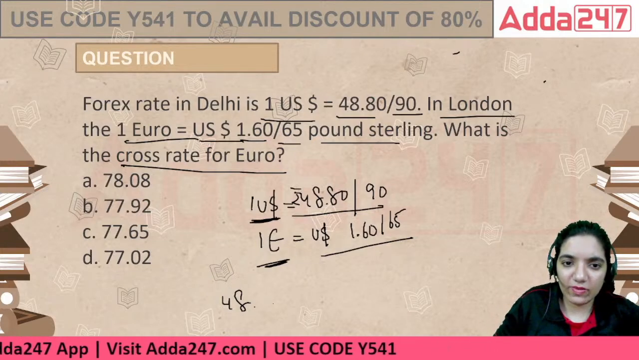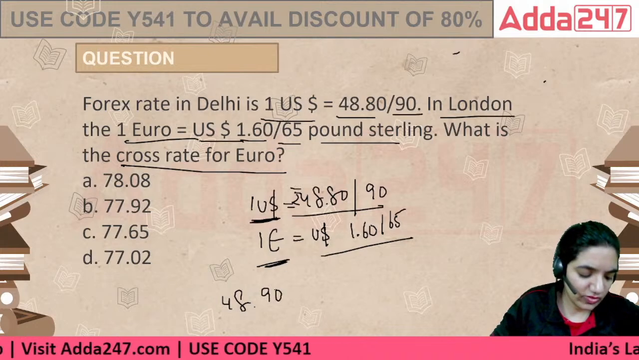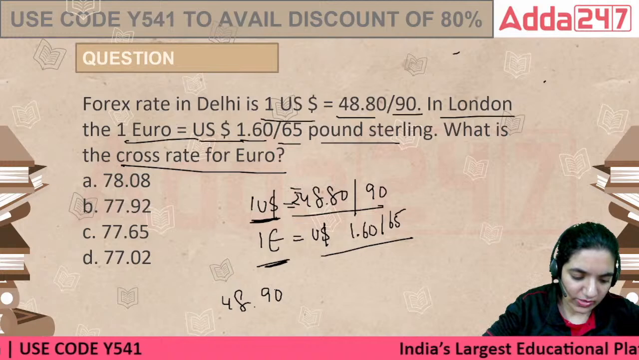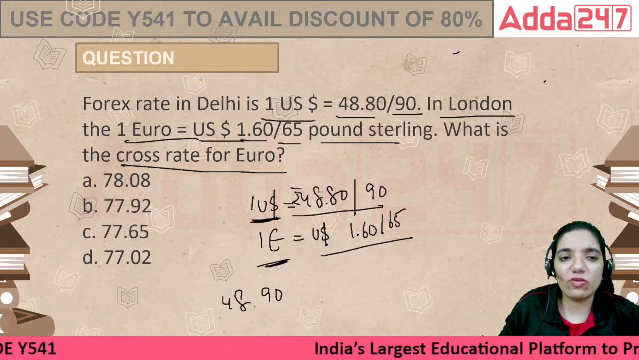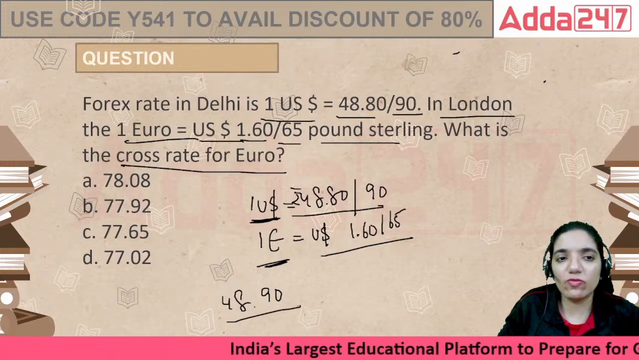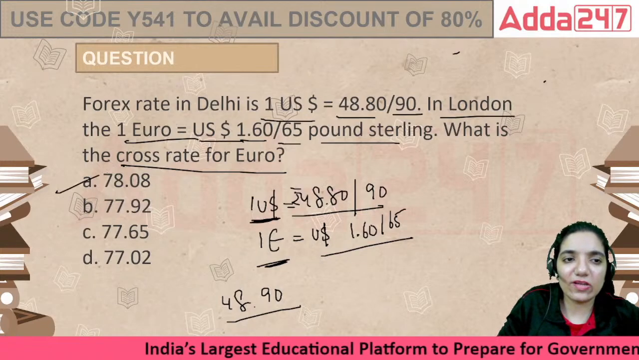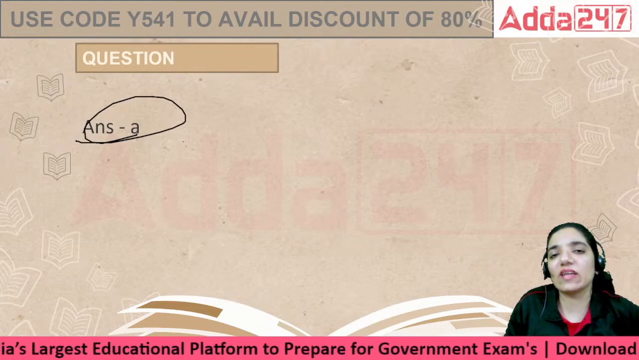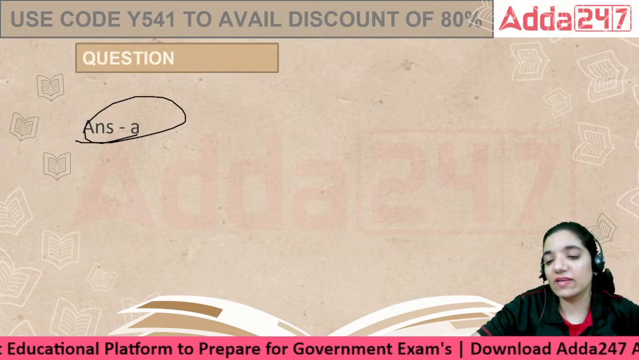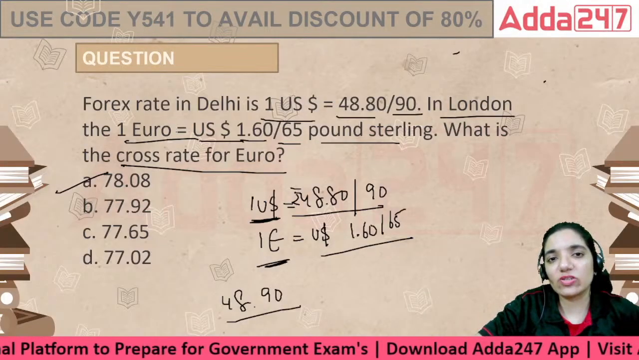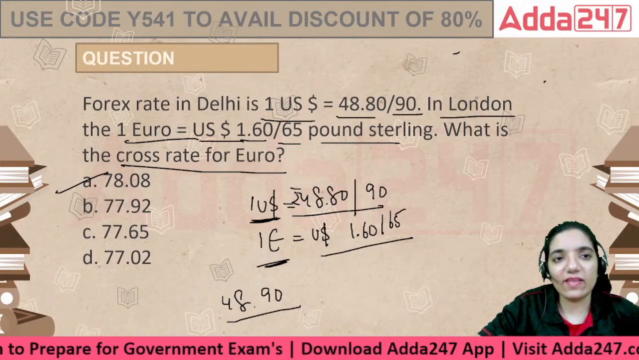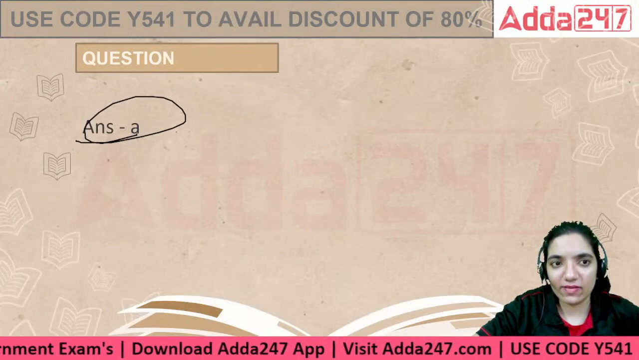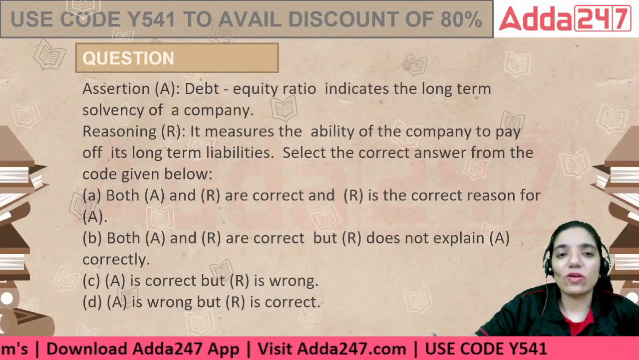In this case, it would be 48.90 is the value, 48.90 is the selling value, and 1.60 is your purchase value. It would give you around 78.24. So the nearest point is A. It is 78.08. This would be considered as your answer. Right? Okay. Now this was the question, that is $1 is equal to rupees, and then we have €1 in terms of dollars, and here we will be multiplying. Okay, now comes the next question.